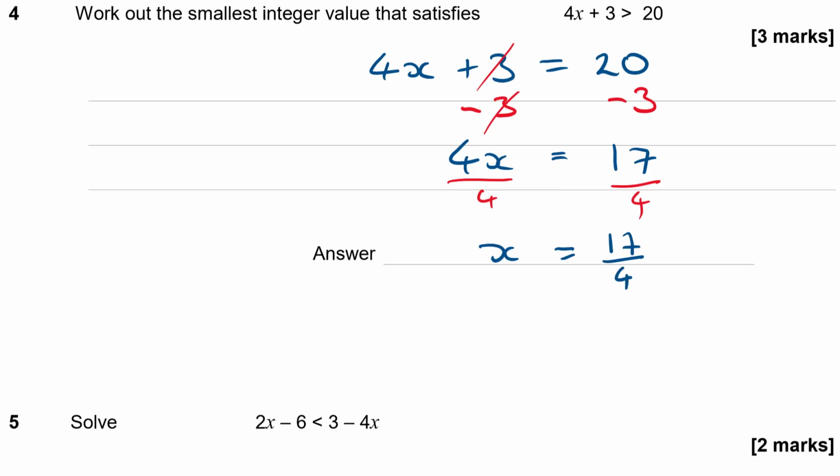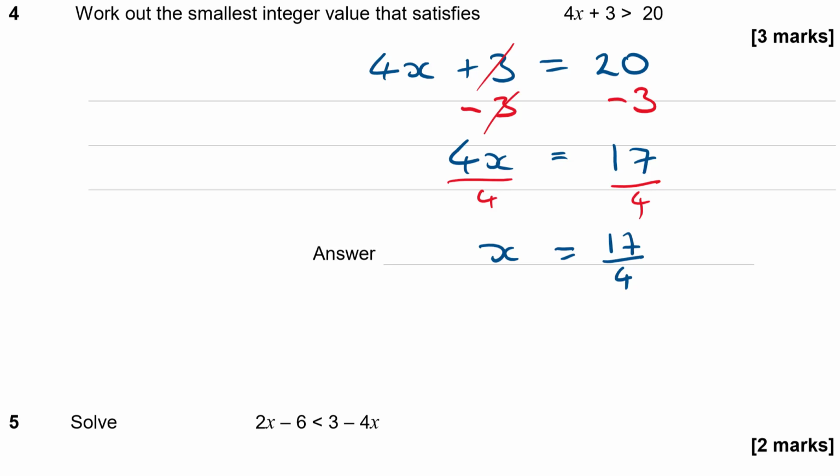Now I could write that as a mixed number. 4 goes into 17 4 times remainder 1, so I could say that's the same thing as 4 1/4. I could even write it as a decimal if I wanted to, 4.25, if I put it into a calculator. But actually, it's perfectly acceptable just to leave it like that as a top-heavy fraction, so why bother? I'm just going to leave it like that.